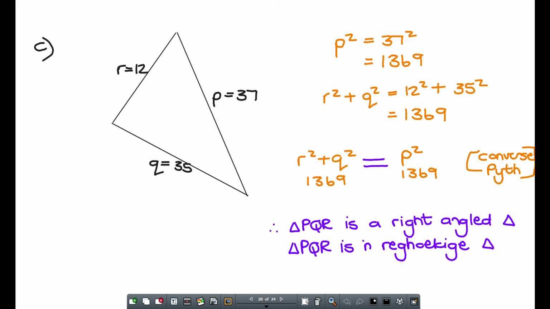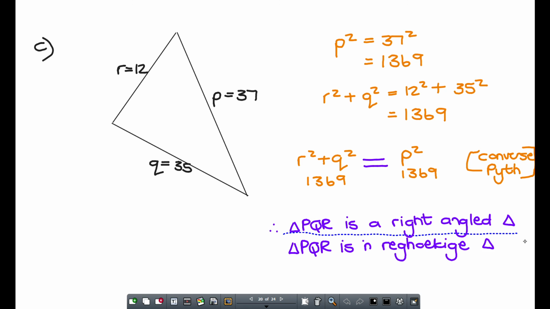There is C. Again, we took the longer side, which in this case was P. So P squared gave me 1,369. Then I took the two shorter sides, squared them, and added them, and that also gave me 1,369. Now, because those two numbers are exactly the same, we have an equal sign there. And whenever it's equal, we say converse Pythagoras, and it means that triangle PQR is a right-angled triangle.